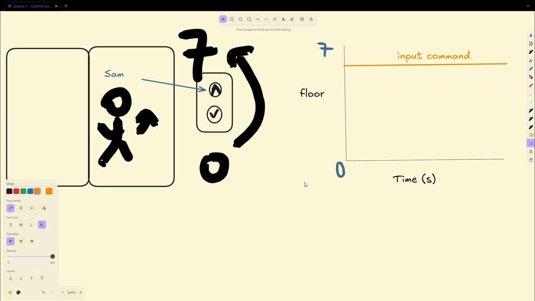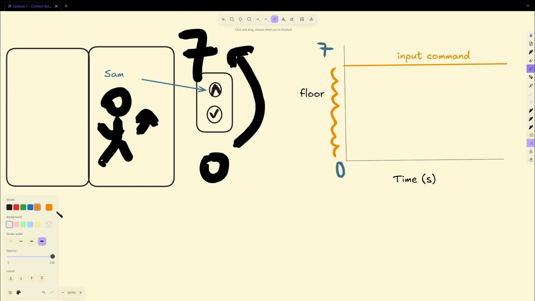But is that what actually happens? No, it's not. What happens is he goes from 0 to 1 to 2 to 3 to 4 to 5 to 6 to 7, right? He takes 7 steps to go from 0 to 7. It goes gradually, right? It's gradual in nature, so there is some sort of gradual change.